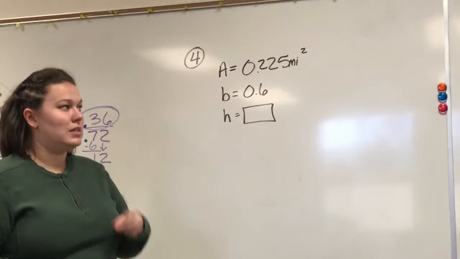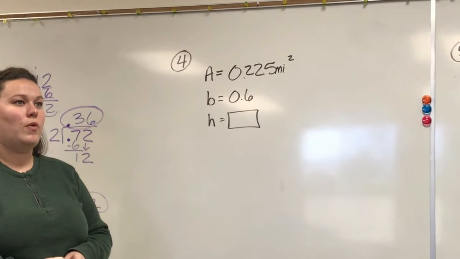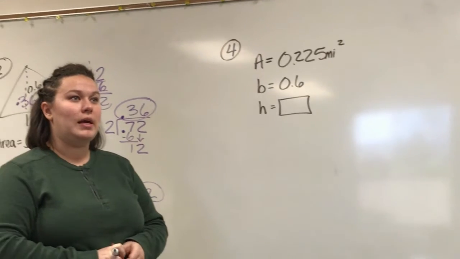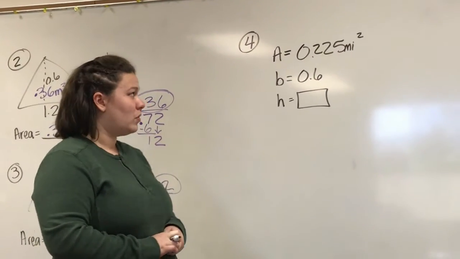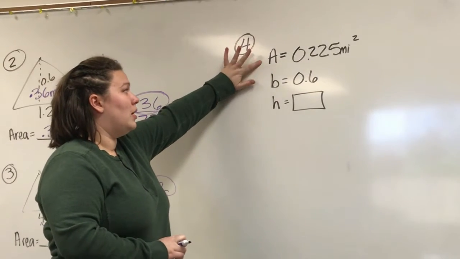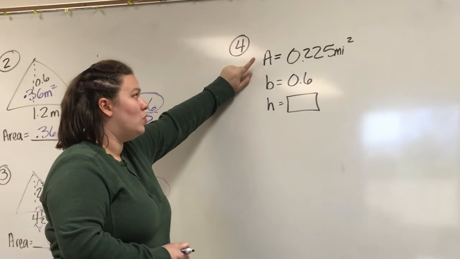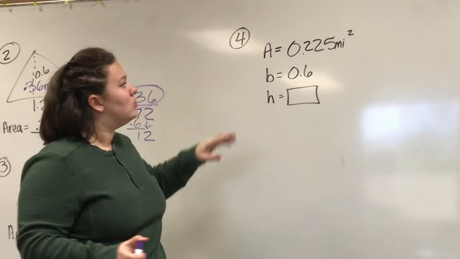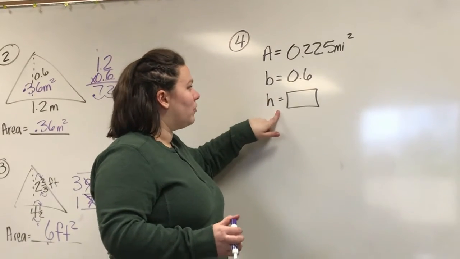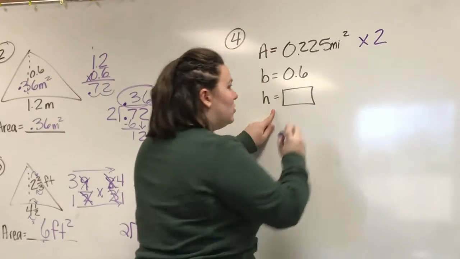Number 4, 5, 6, and 7. It's more of what you did on the back of the page from 10.2. So if you're trying to find a base or a height, remember that you always need to multiply the area times 2 before you do anything. So let's look at number 4. I'm looking for a base or a height, so I need to times this by 2.